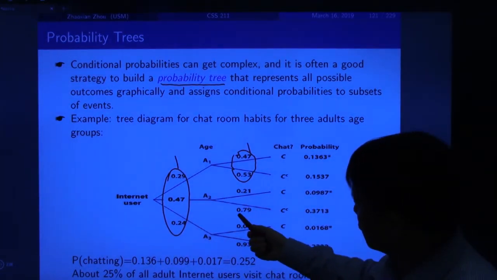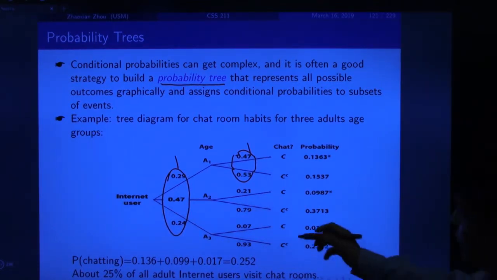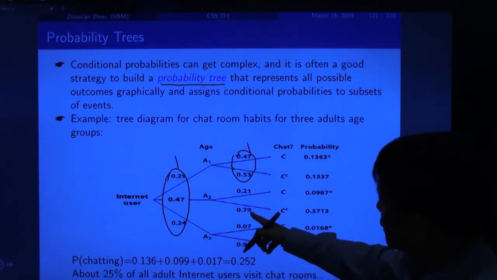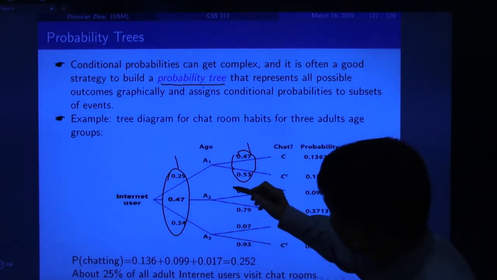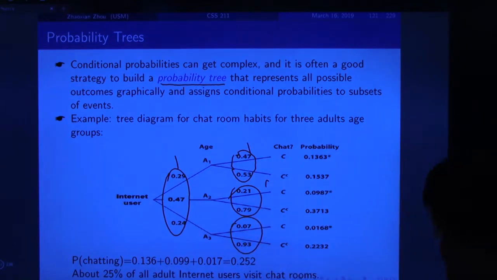And in the second group, A2, 21% chat and 79% do not, so this is also equal to 1. And in the third one, these two also add up to 1, with 7% chatting and 93% not chatting.